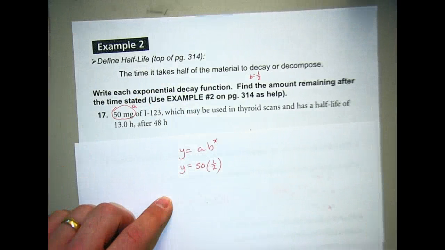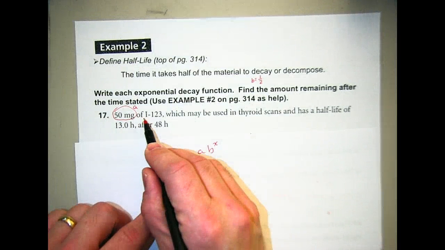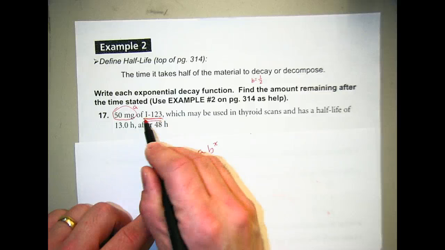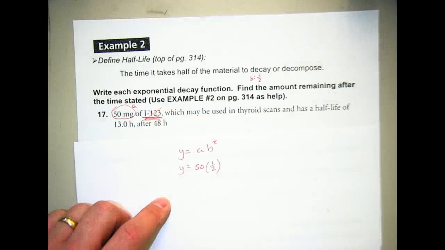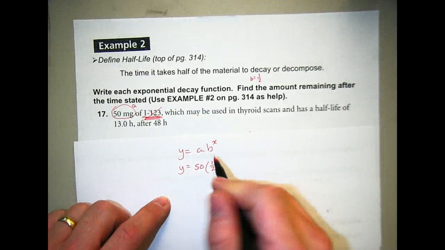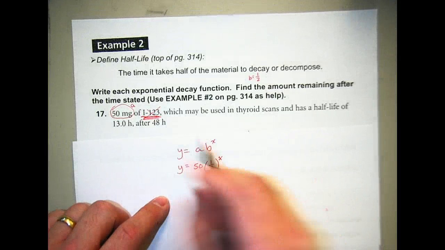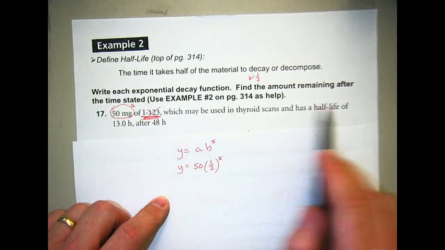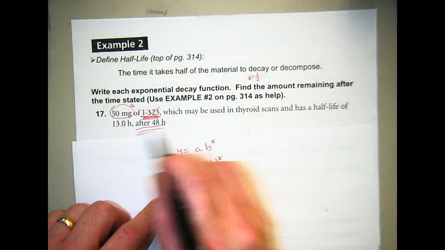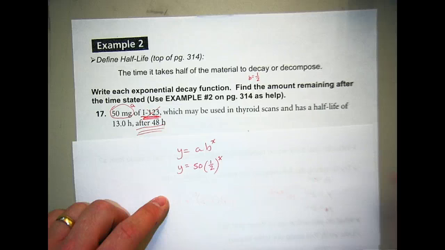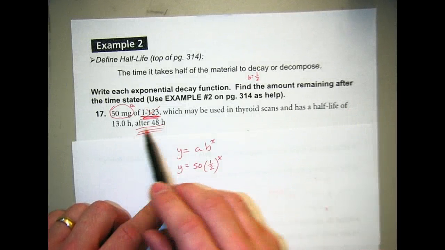What is I-123? Where do we put that number? Good, that's the name. We don't put that number anywhere. It's the name of it. Now, our equation is that. It says it has a half-life of 13 hours. What's after 48 hours? Well, they're asking us how much will be left after 48 hours. So how many half-lives are going to occur in 48 hours?